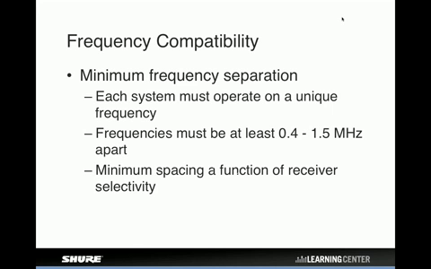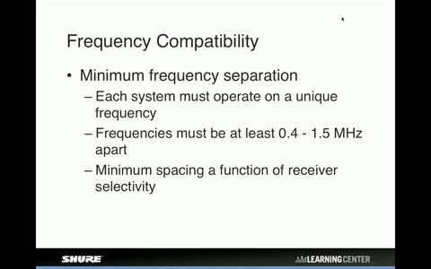The distance that frequencies need to be separated depends largely on the filtering in the receiver itself, or what's called the selectivity of the receiver. And the spacing can range from as little as 400 kilohertz, or in the case of some higher end systems, even slightly less than that, up to as much as 1.5 megahertz apart for a more affordable wireless microphone system.